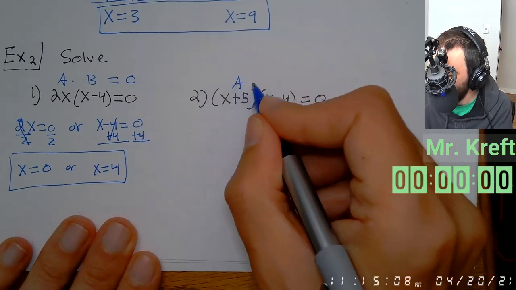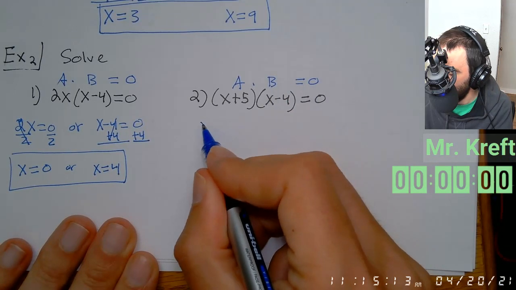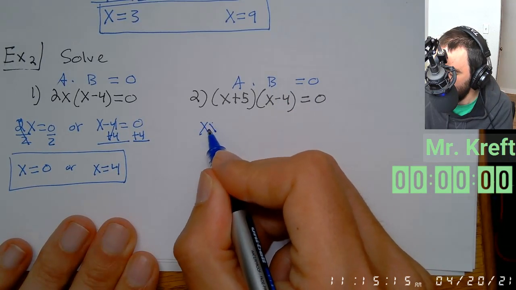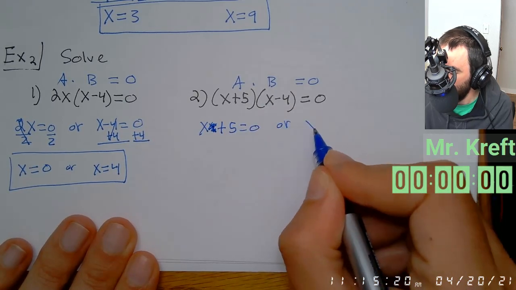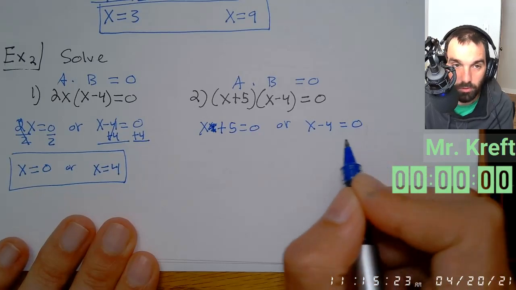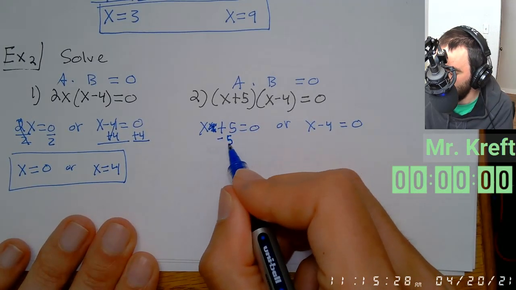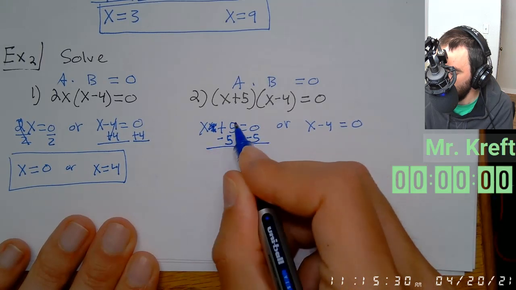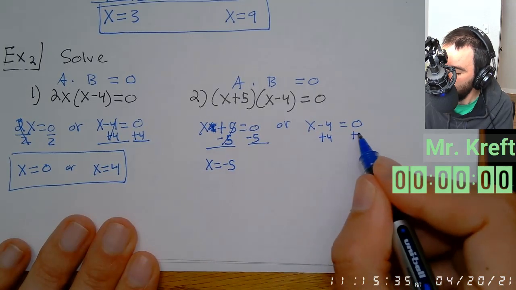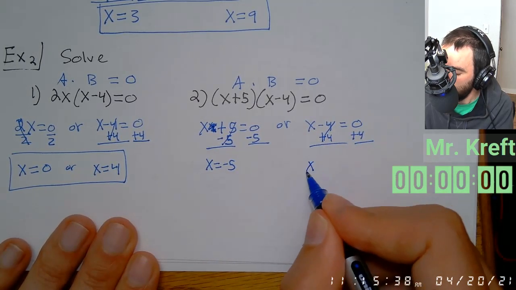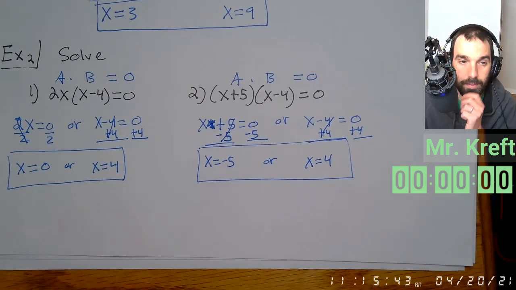And then for this one, again, we have a times b equals 0. So I'm going to have x plus 5 equals 0, or x minus 4 equals 0. So I'm just setting them both equal to 0. And then I do the opposite. So I'm subtracting 5. So I get x equals negative 5. And then I'm adding the 4. So I get x equals positive 4. So those are the two answers here. Okay.